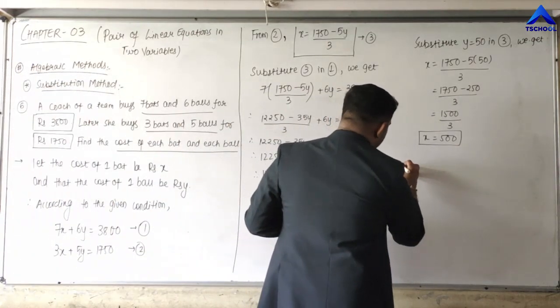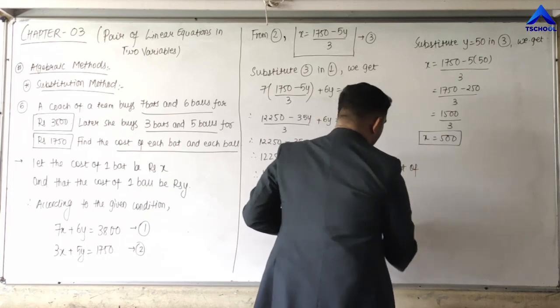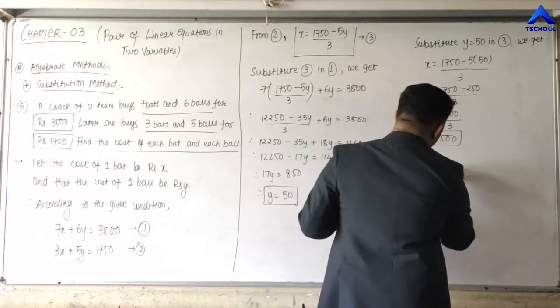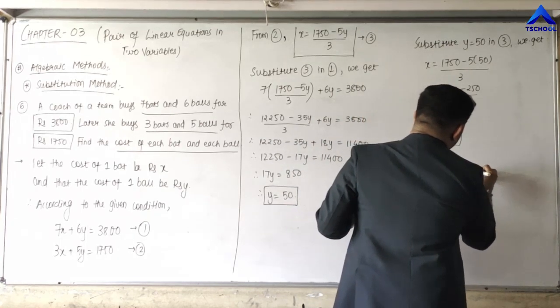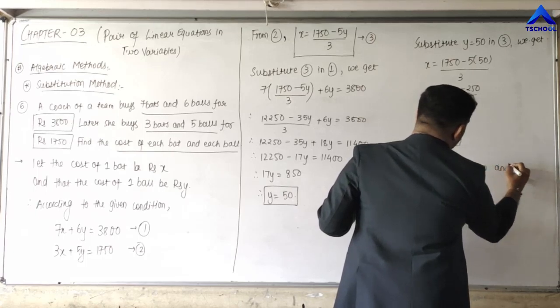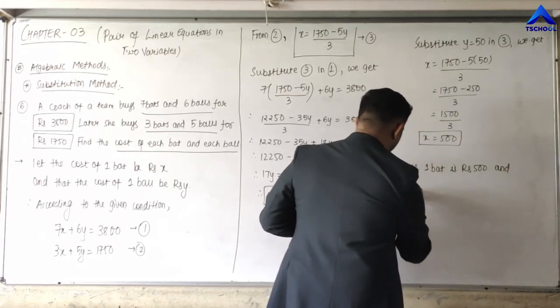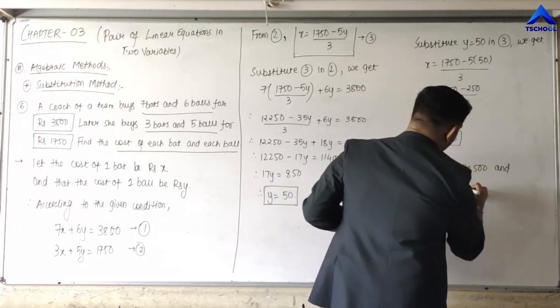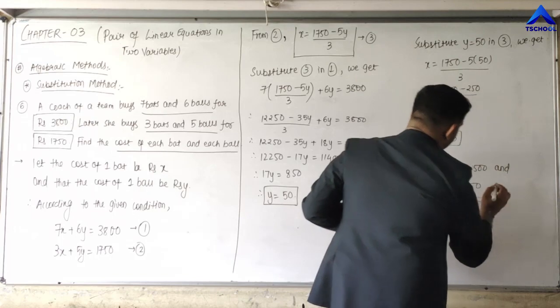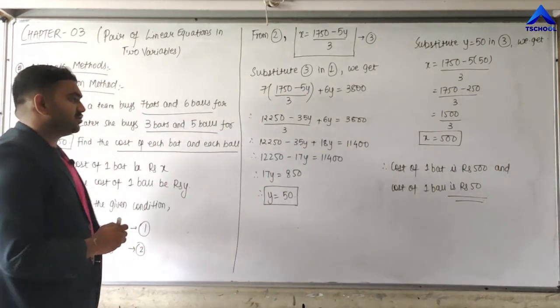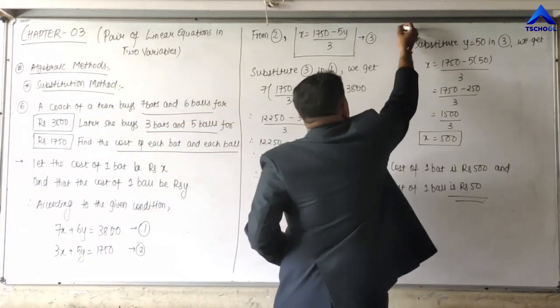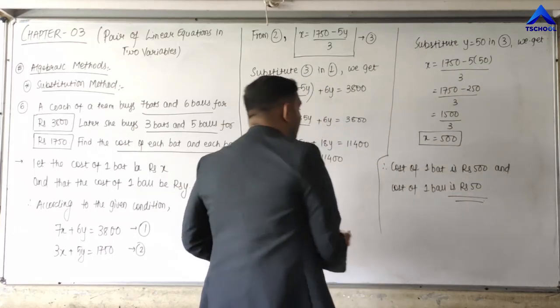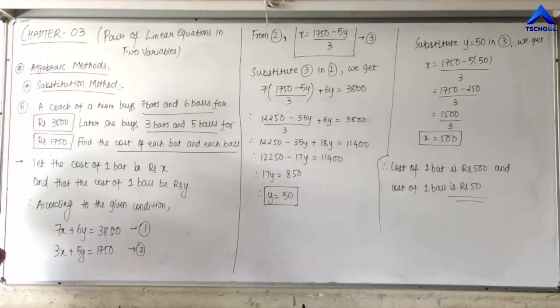Therefore, the cost of one bat is rupees 500 and the cost of one ball is rupees 50. So in this way you can get the solution of the given problem, that is the data type question, by solving them by the substitution method. Is it clear? Okay, take a look over it.